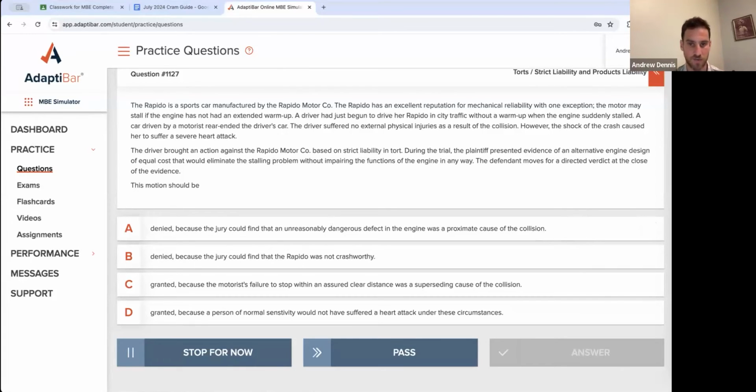Denied because the jury could find that the R was not crashworthy. Granted because the motorist's failure to stop within assured clear distance was a superseding cause of the collision. Or granted because a person of normal sensitivity would not have suffered a heart attack under these circumstances.